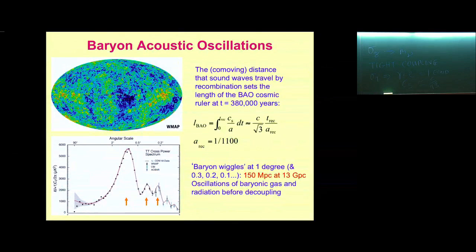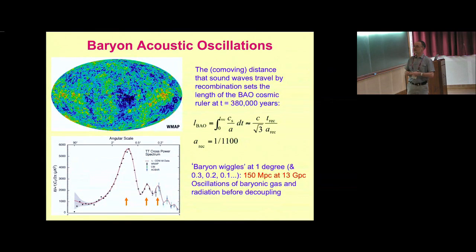And you can therefore ask, what's the co-moving distance that sound waves propagating at that speed can reach? And so you're trying to integrate speed of sound dt divided by a, the scale factor, to put it into co-moving units. And this scale comes out to be about 150 megaparsecs. And we're observing it in the CMB at about 13 gigaparsecs distance, which is what gives you the 1 degree scale.